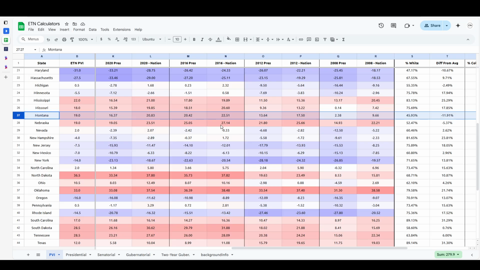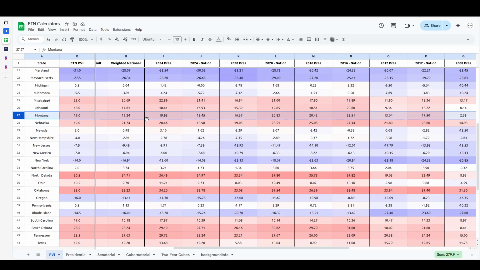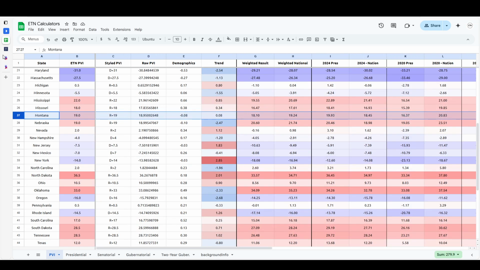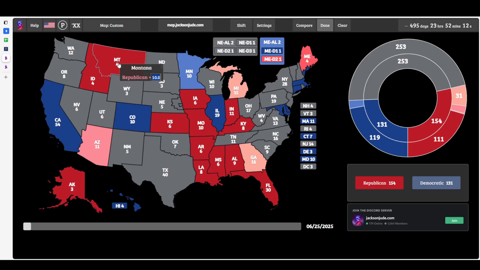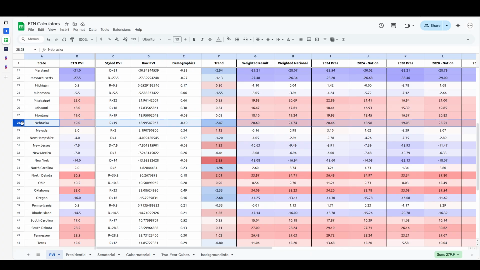So it did move to the left of the nation a little bit. It has slowly been moving towards the left for a little while. R plus 19, though, so again, it's not even really within reach by any means. I mean, Alaska's at least left trending on an actual note there, but it's really not anything that the Democrats are going to be going after anytime soon.